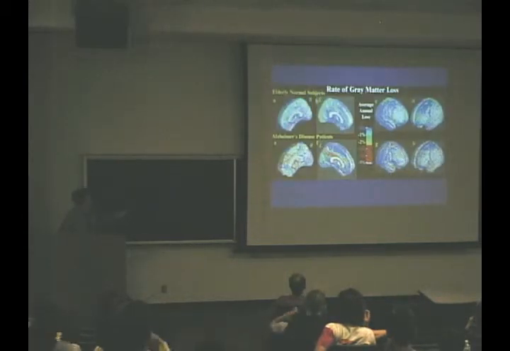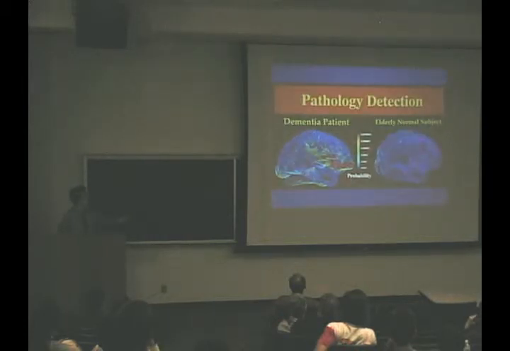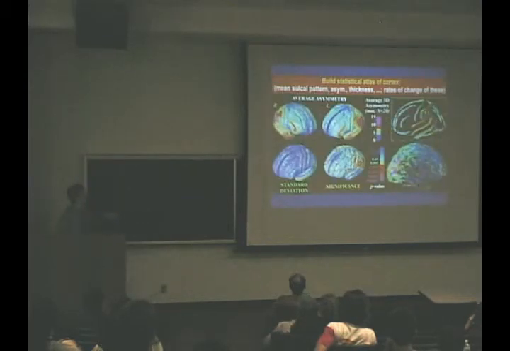Again, databases of rates of mini-mental loss could be used in a clinical setting, and they can also be used to estimate an individual's deviation from the database. That is then referenced against normal variation in structure to give you a map of the abnormality of the structure. So this can be used not just to compare populations, but an individual with a group.